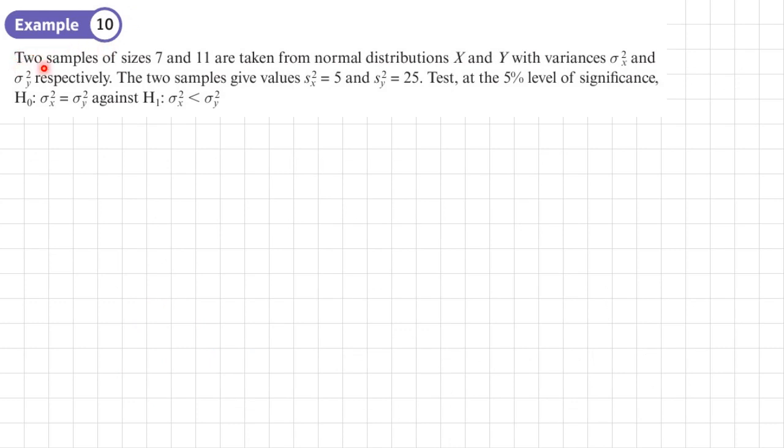Example 10. Two samples of sizes 7 and 11 are taken from normal distributions X and Y with variances sigma squared X and sigma squared Y respectively. The two samples give sample variances of 5 and 25. Test at the 5% significance level. We've got H0 and we've got H1 here.